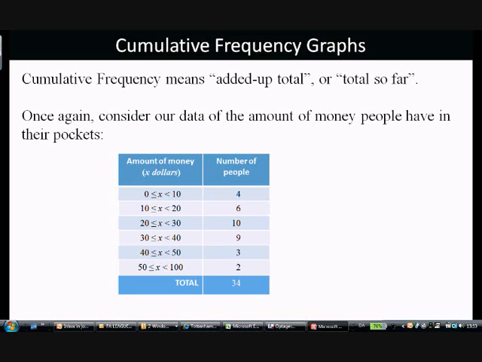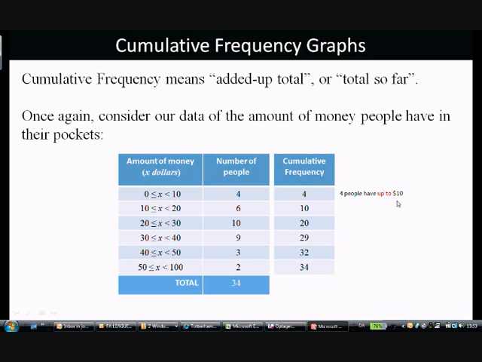4 people had between 0 and $10, 6 people had between $10 and $20, 10 people had between $20 and $30, and so on. So we're going to make a column called cumulative frequency, which is basically going to be the total so far. So the first group, 4 people so far, plus an extra 6 people in the next group makes 10 people so far, plus another 10 makes 20 so far, plus another 9 makes 29 so far, plus another 3 makes 32 so far, plus the last 2 makes 34 people so far.